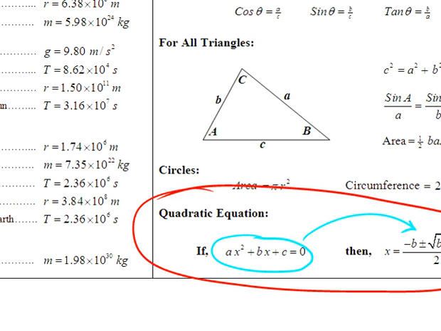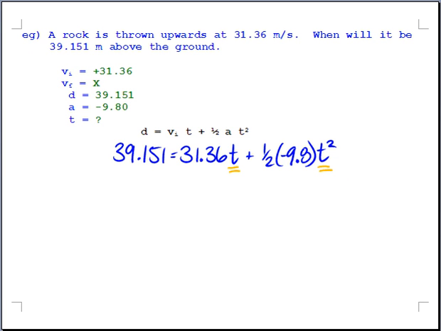So let's go back to the notes, back to our setup here. What we need to do is get this thing set equal to 0, but actually the first thing we should probably do is simplify a little bit. Let's again multiply the 1/2 by negative 9.8. So that's going to give us 39.151 equals 31.36t. Half of negative 9.8 is negative 4.9 t squared.